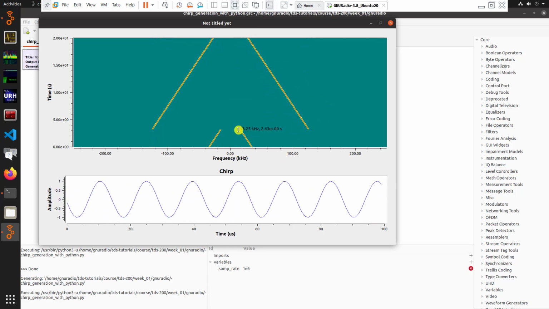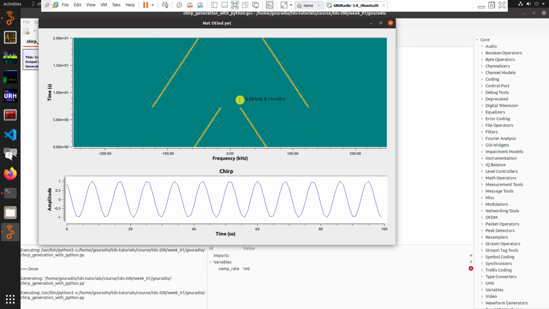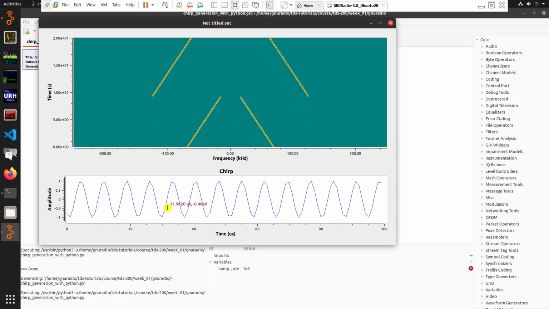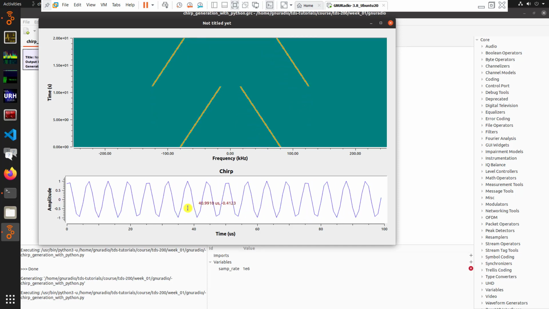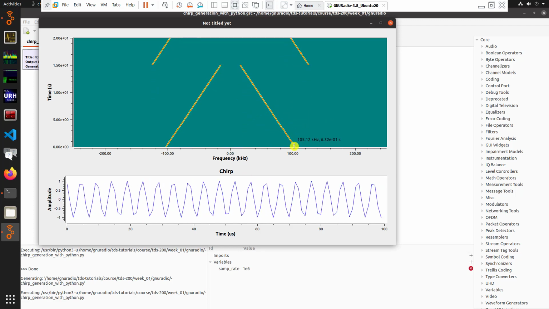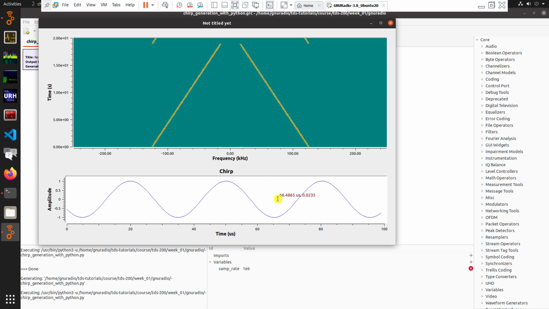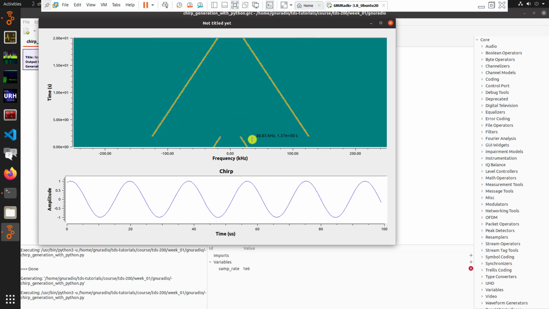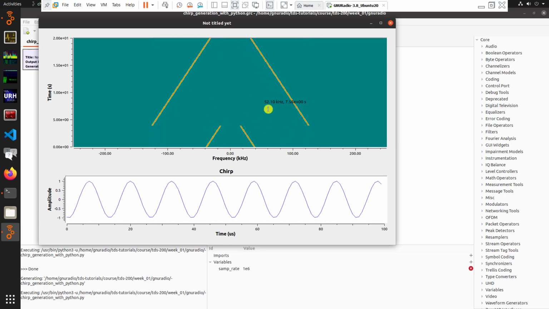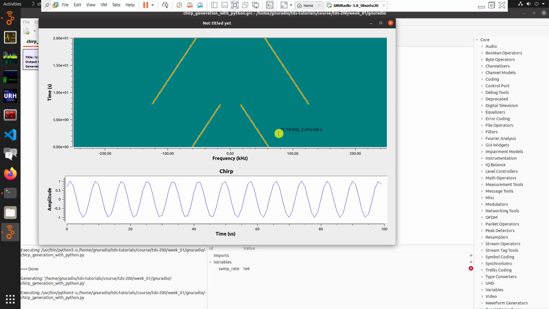So if we look at the positive frequencies, we can see when the chirp waveform is of a low frequency here, the period is much longer. And then as it increases in frequency, the sine wave becomes compressed, and then it just repeats. So this is a way to generate and then visualize our chirp waveform.